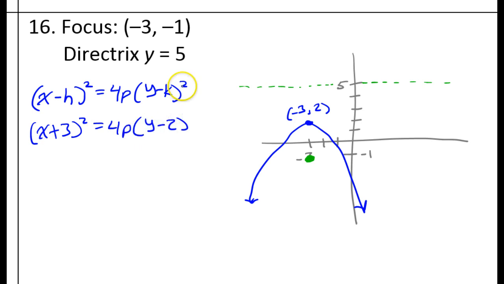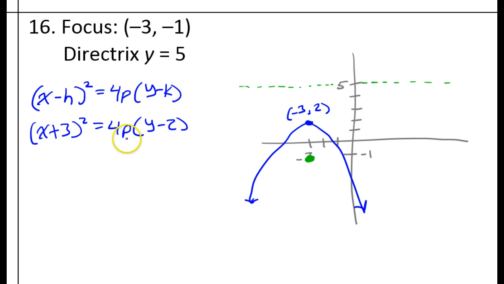Whoa! Did I put squared just now? Oh my goodness. Must be getting tired. Only the left side is squared. The 4p side over here, not squared. Do not square this. Okay, that's a big mistake. So I have 4p times y minus 2, not squared.